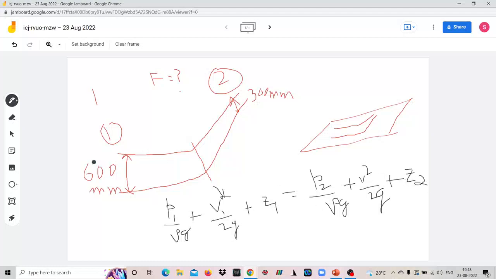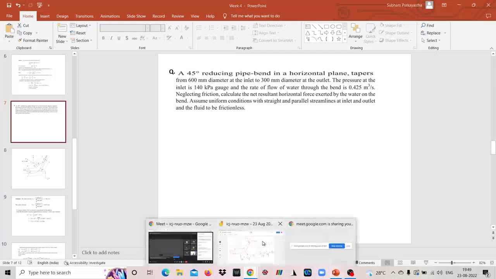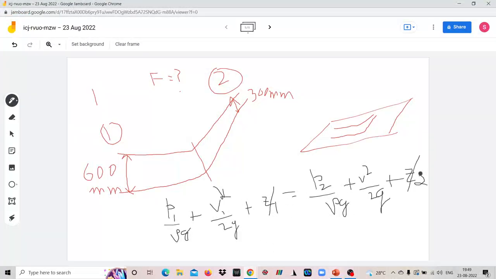Now, since in the question it is given that this entire setup lies on the horizontal plane, whatever convenient datum you choose, the values of Z1 and Z2 will be equal and they will cancel out. Why? Because the question says it is a 45 degree reducing pipe bend in the horizontal plane. If they lie on the same horizontal plane, the values of Z1 and Z2 are not zero; I'm just saying they are the same and hence will not come into calculation. It will cancel out.